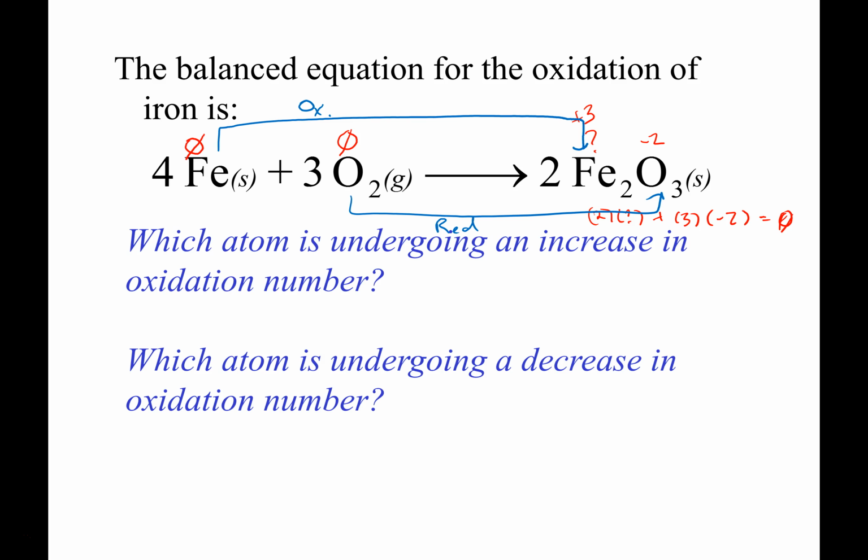All right, so let's answer these. You guys answered the first two already. Which atom is undergoing an increase in oxidation number, the Fe? Which atom is undergoing a decrease in oxidation number, the O, the oxygen? But if you're faced with this, I'm a firm believer in just going across and assigning oxidation numbers for everything and going from there.